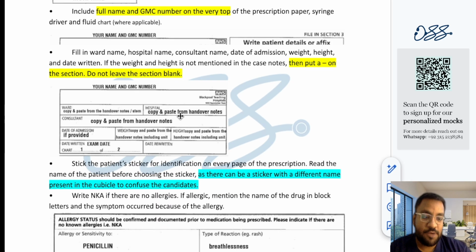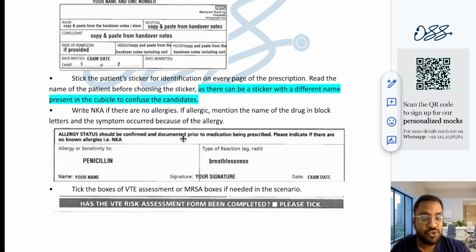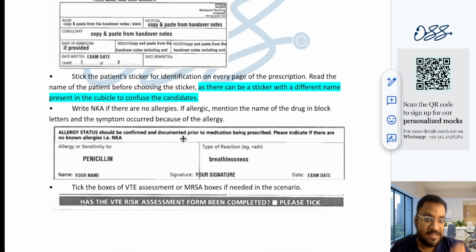Don't pick up the sticker of Adam Smith. Okay, and there is a very strong possibility they may have just put multiple stickers in the basket. So you need to very carefully see that the sticker that you are picking up is of the same patient. The name is the same as the patient that you are prescribing for. Okay, and do not just add a sticker of a different name to it.